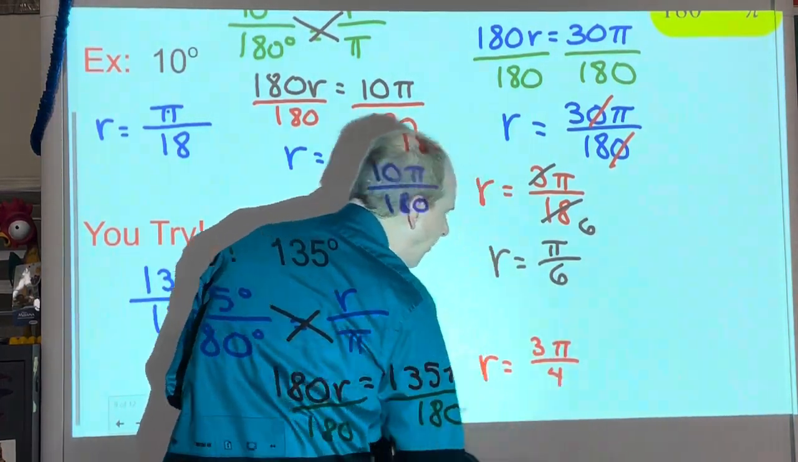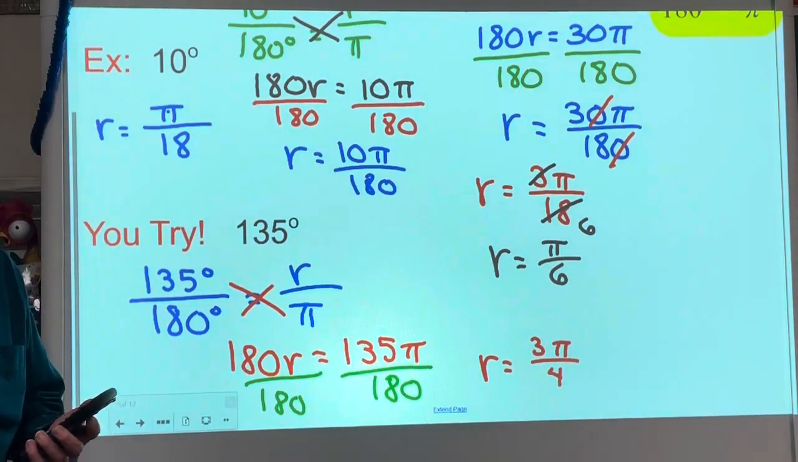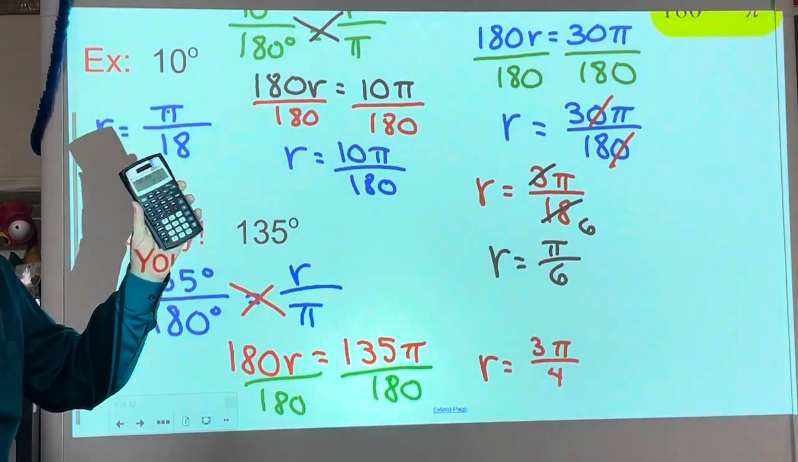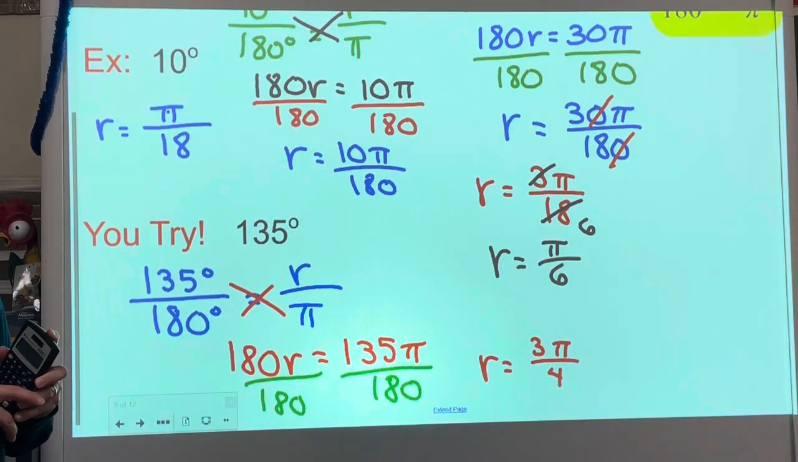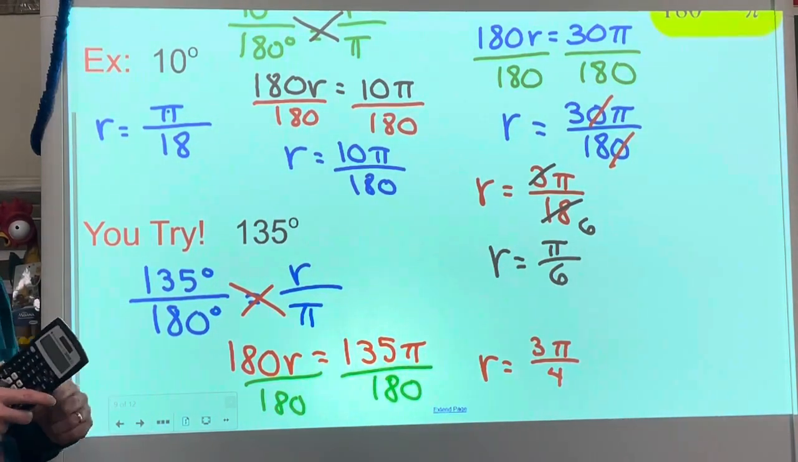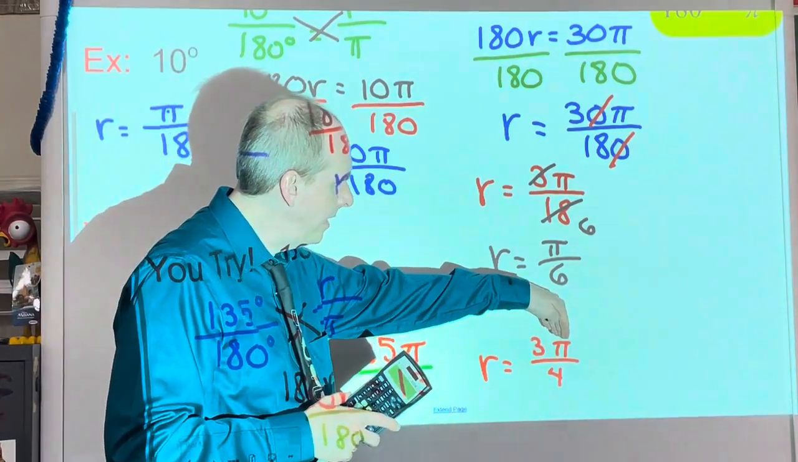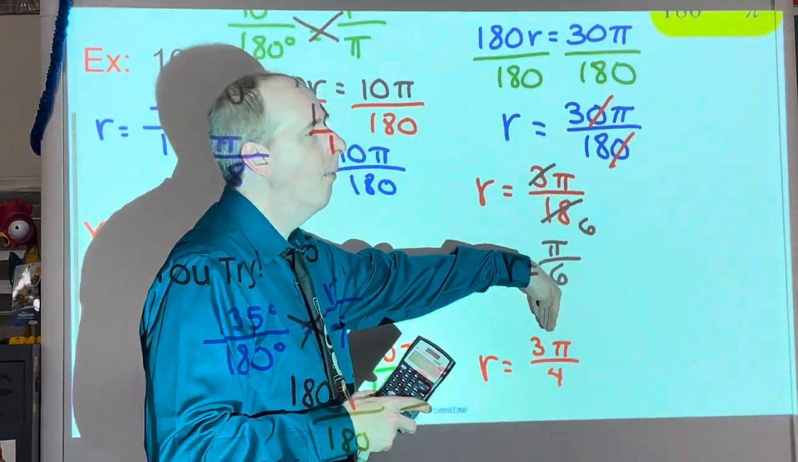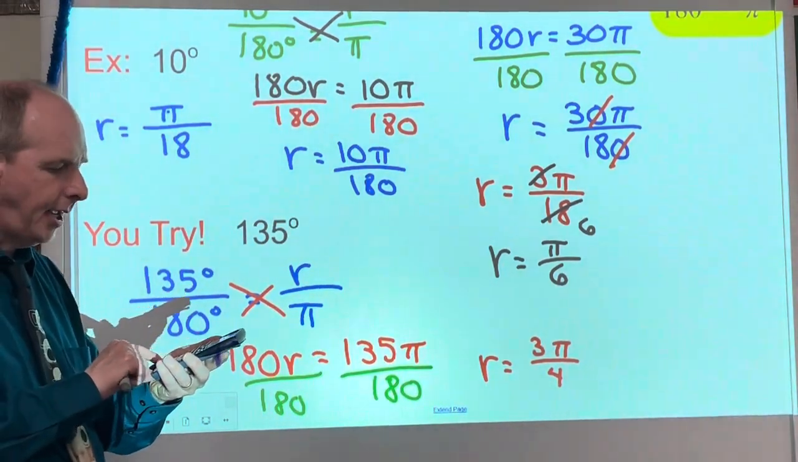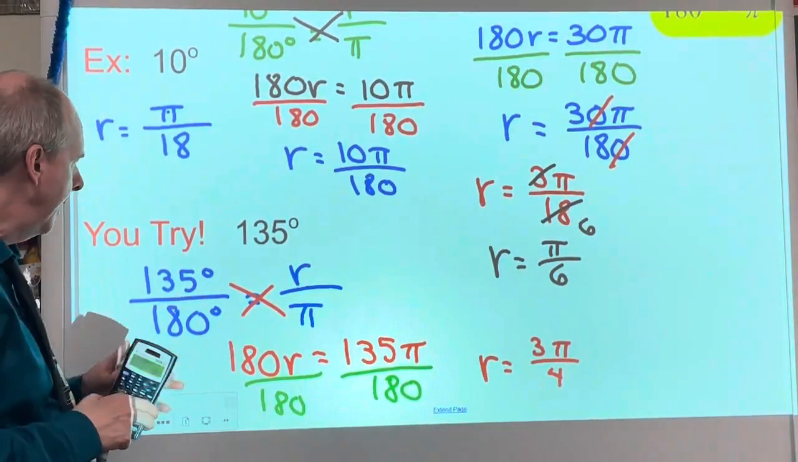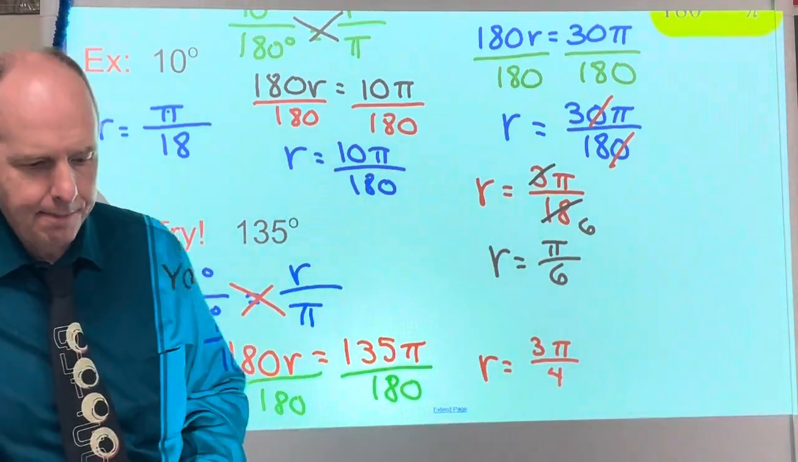Remember, you have to put the pi back into your answer. Your calculator will not do that for you, and simplify it. To check, 3 times, how much is pi? 180. 3 times 180 divided by 4. I got 135 degrees back.